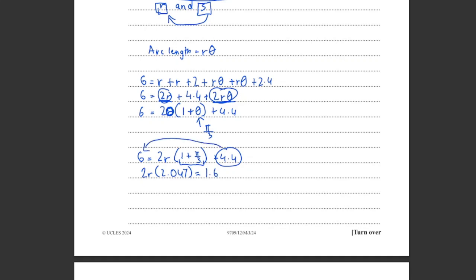So now what I can do is just multiply these things. And when I do that, I'm going to be left with 4.094. And then I can divide this thing over there. And I'm going to get 0.390 centimeters as my radius.